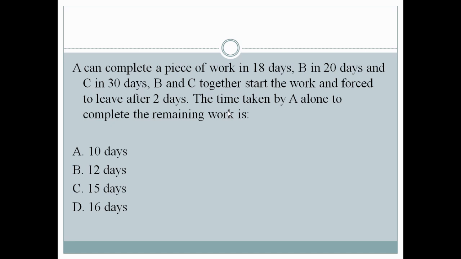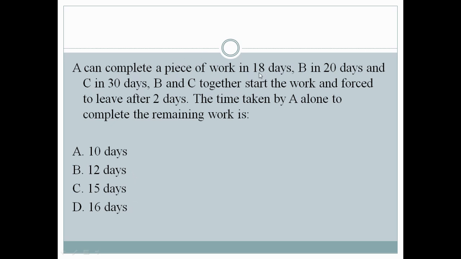A can complete a piece of work in 18 days, B in 20 days and C in 30 days. B and C start the work and are forced to leave after 2 days. Find the time taken by A alone to complete the remaining work. Options are given: 10 days, 12 days, 15 days and 16 days.